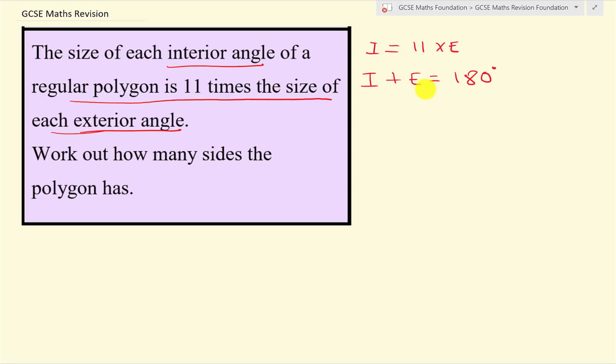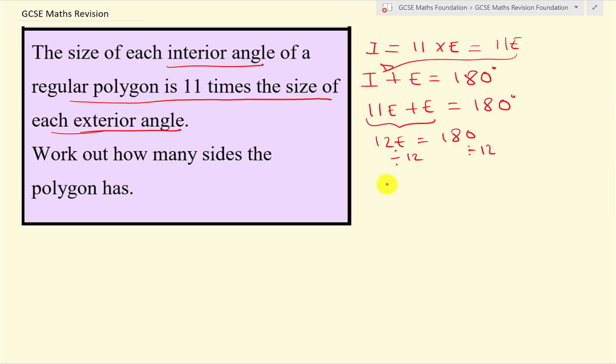Now, we know that the interior angle is 11 times the exterior angle. So we can substitute the interior angle with 11e. So 11e plus e is equal to 180 degrees. Let's simplify this. We have 12e is equal to 180. So let's divide both sides by 12, and e is equal to 180 divided by 12, which is 15. Okay, so we found the exterior angle, which is 15.